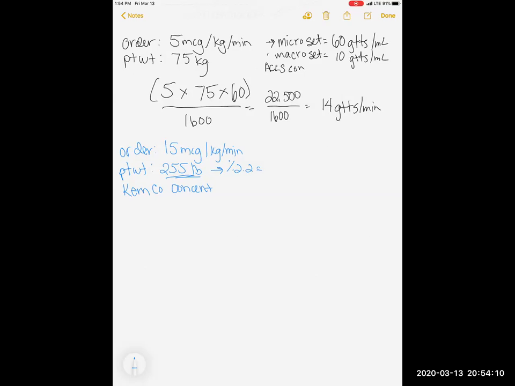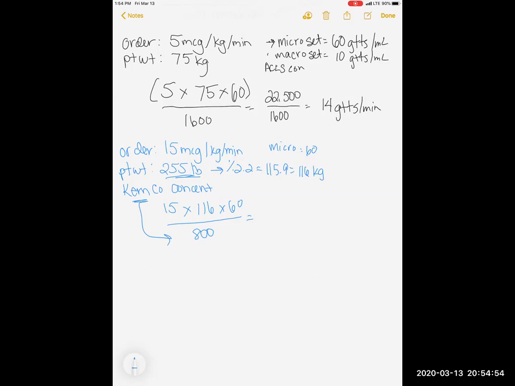So we take 255 divided by 2.2, and that gives us 115.9, so let's go 116 kilograms. Now let's make our formula: 15 times 116. And like I said, we like using microsets, so we go right with that 60. Then we're ordered to use Kern County concentration, which is 800. Make sure you memorize that, so you know it when we say Kern County versus ACLS concentration.